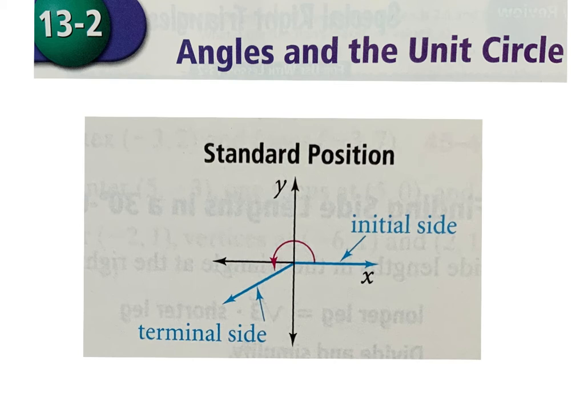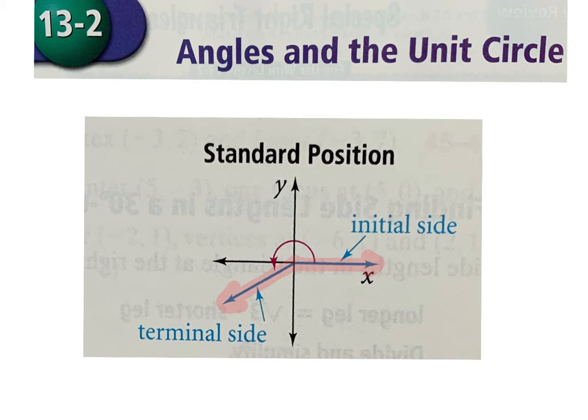The ray on the x-axis is the initial side. Initial meaning where it starts. The other ray is the terminal side, where it ends. All right? So in standard position on a coordinate plane, your vertex is located at the origin. You have the initial side that goes out the x-axis, and then you have the terminal side somewhere else on your coordinate plane. All right? Terms you need to know.